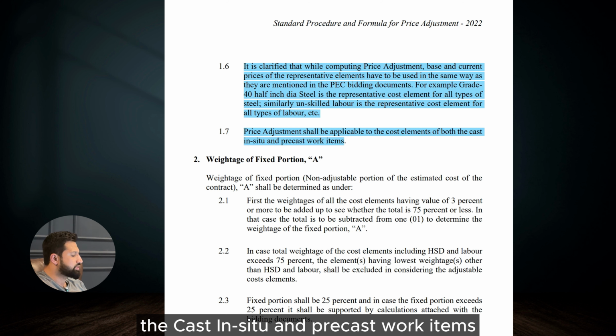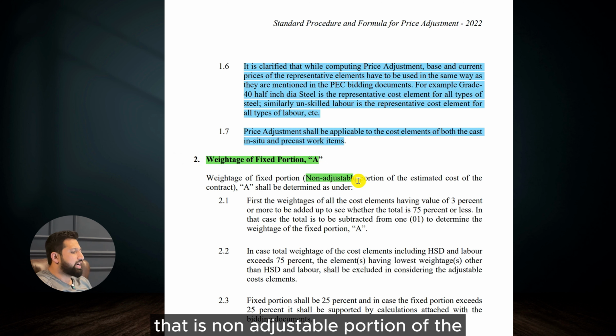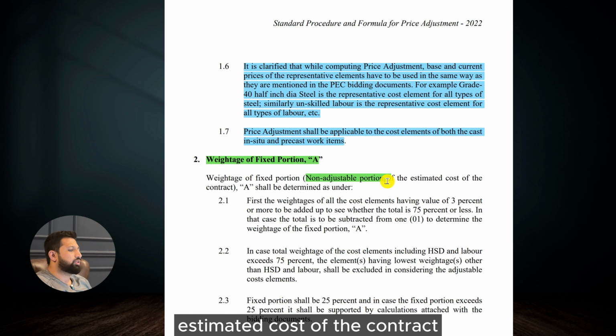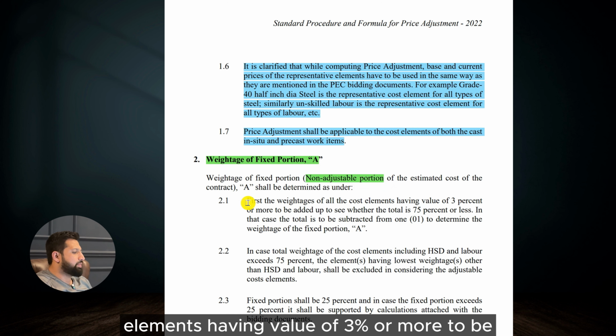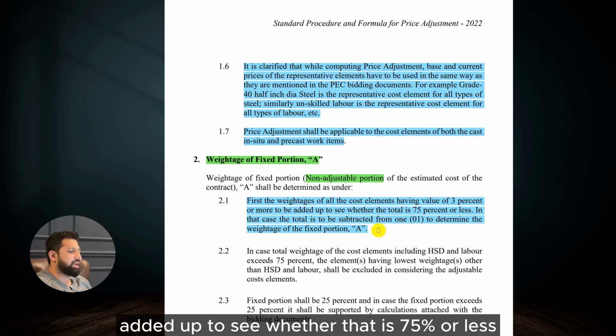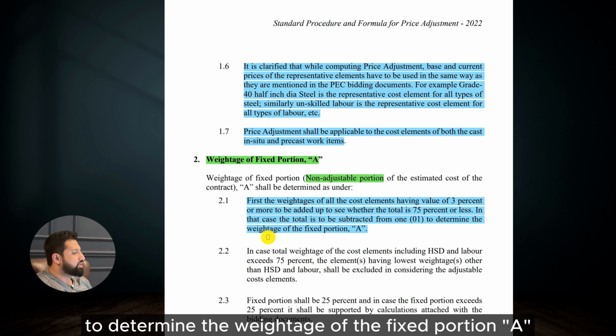precast work items. Now let's discuss the weightage of the fixed portion A, that is the non-adjustable portion of the estimated cost of the contract. First, the weightages of all the cost elements having value of 3% or more to be added up to see whether that is 75% or less. In that case, the total is to be subtracted from 1 to determine the weightage of the fixed portion A.